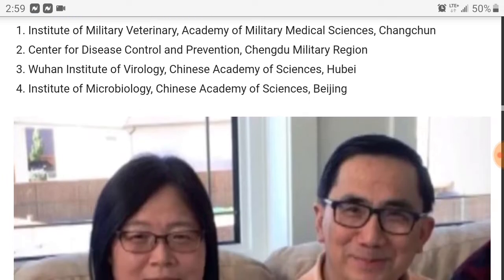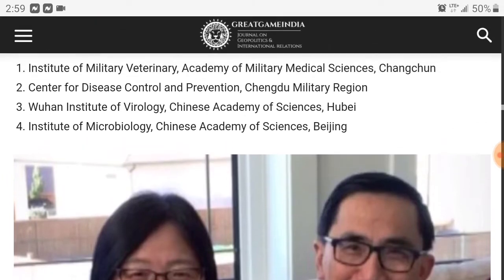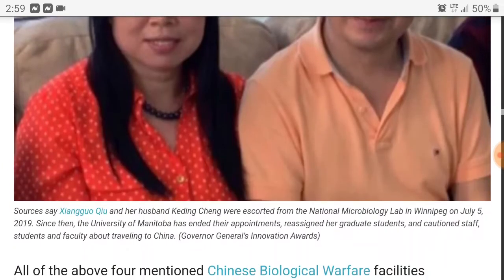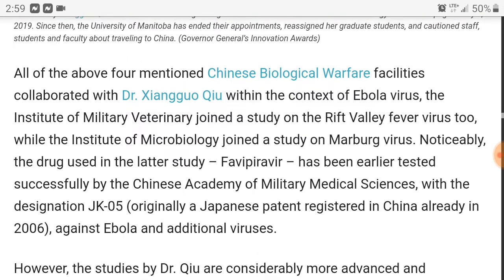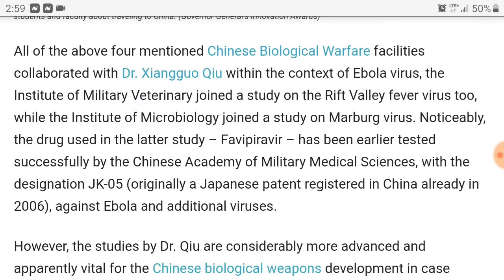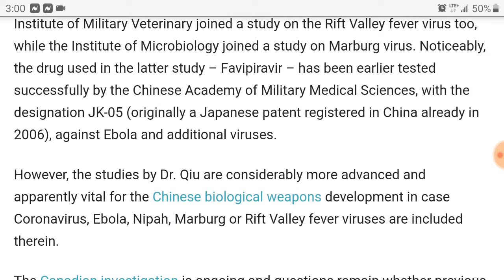And then here you go. There's the names, and then here she is with her husband. Okay, so all of the above aforementioned facilities collaborated with them within the context of Ebola virus, and the Institute of the Military Veterinarian joined a study on the Rift Valley fever virus too, while the Institute of Microbiology joined a study on the Marburg virus. Marburg. I don't know if I said that right.